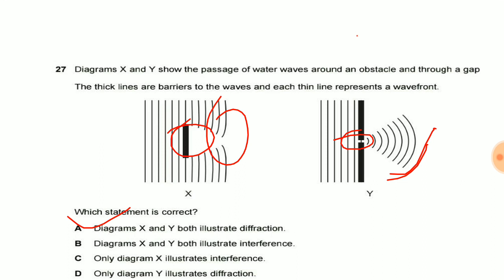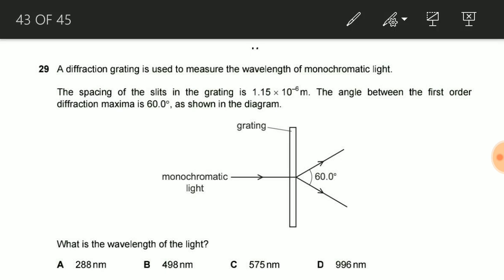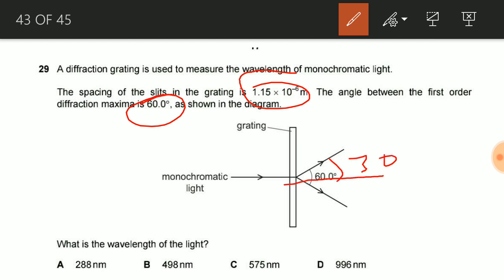Now let us see question number 29. In this question, this is the d, and this is the angle between the first order maxima. So 30 degree is the angle made by the first maxima. Upward and downward there is also 30 degree.